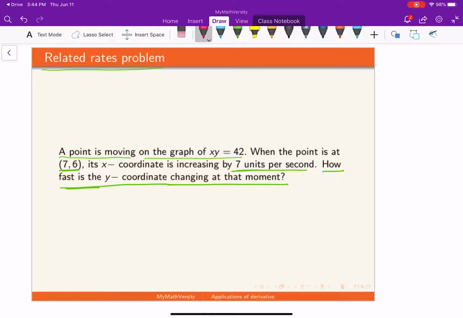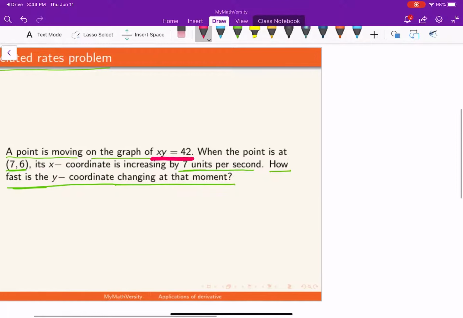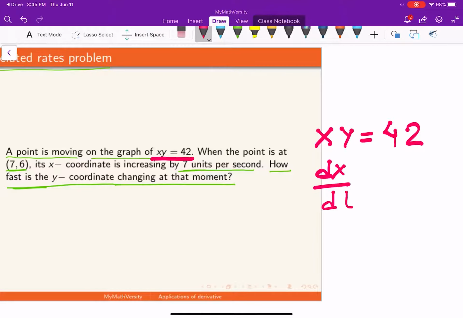A point is moving on the graph of x times y equal to 42. You can clearly see that now we have a relationship between x and y, which is given as 42, right? And what else is given? It says that when the point is at 7 comma 6, the x coordinate is increasing. What does increasing mean? The x coordinate is increasing by 7 units. That means the rate of change of x with respect to t is given by 7.